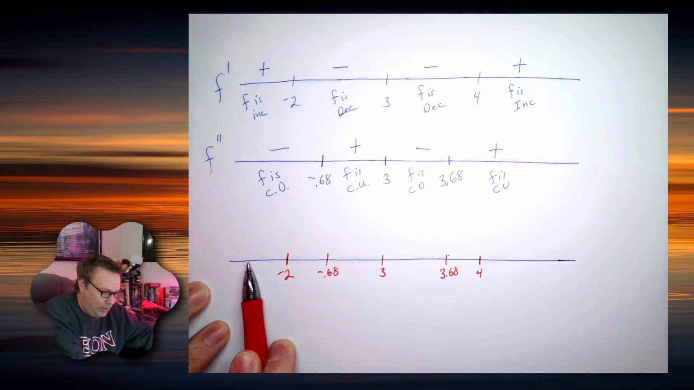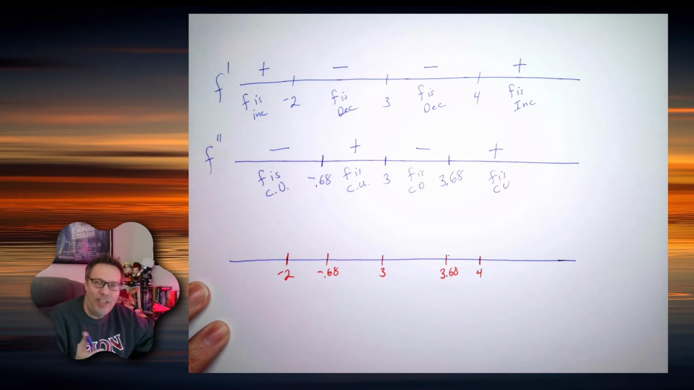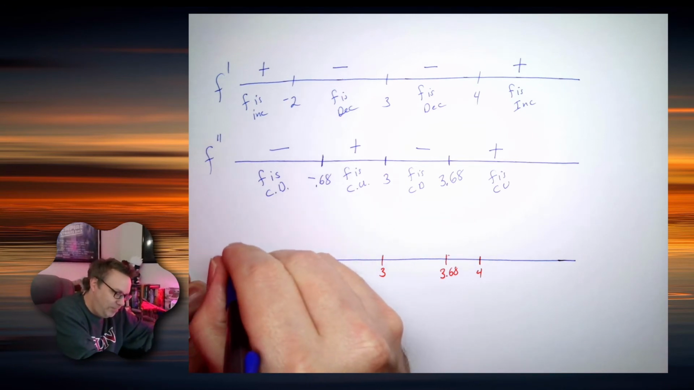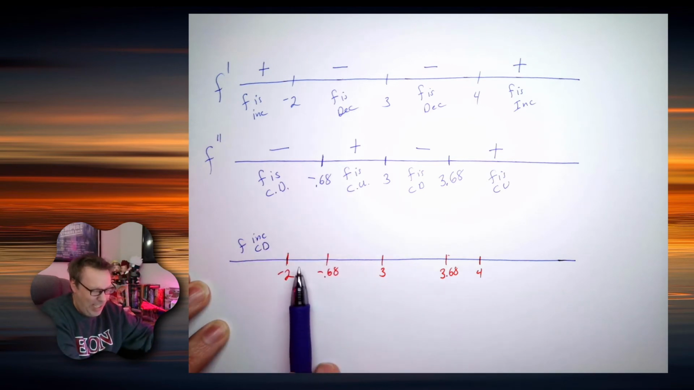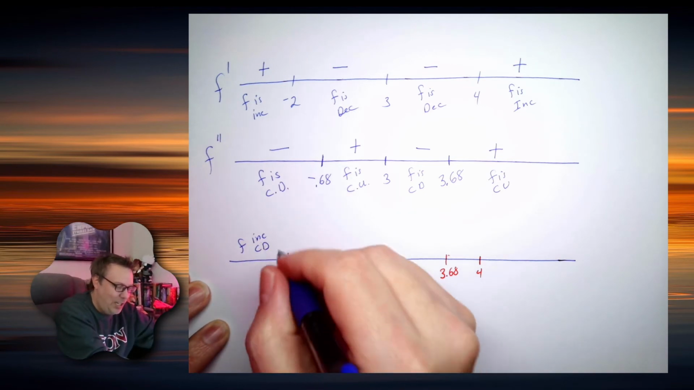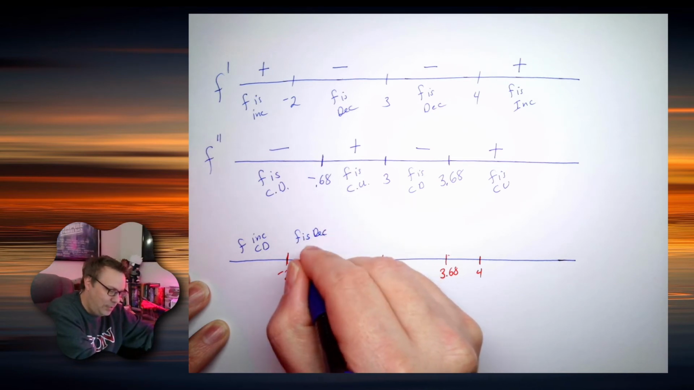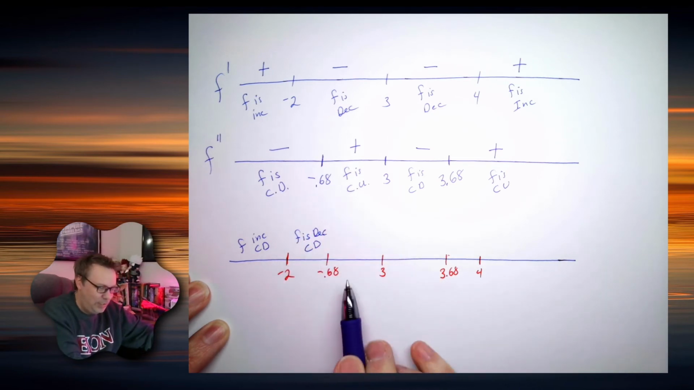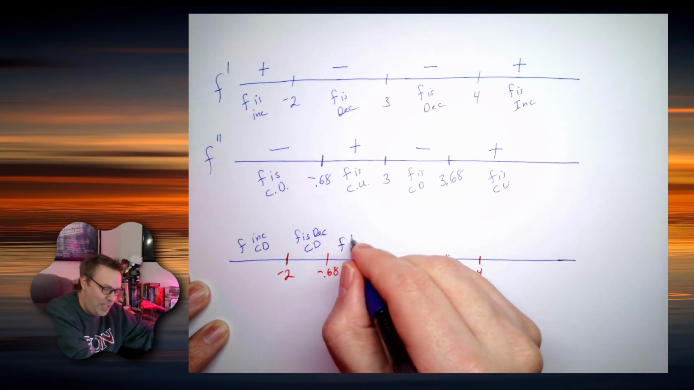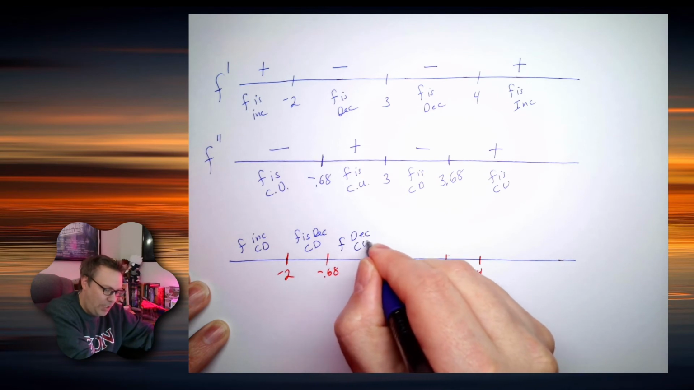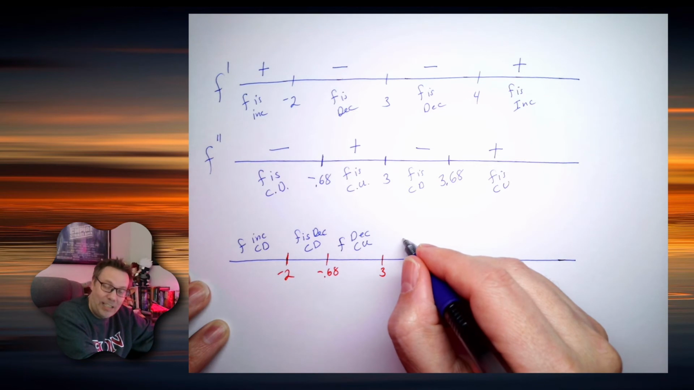This interval, I know f is increasing and concave down. In this interval, I know f is decreasing and concave down. This one, f is decreasing, but concave up. Here, it's decreasing and concave down.